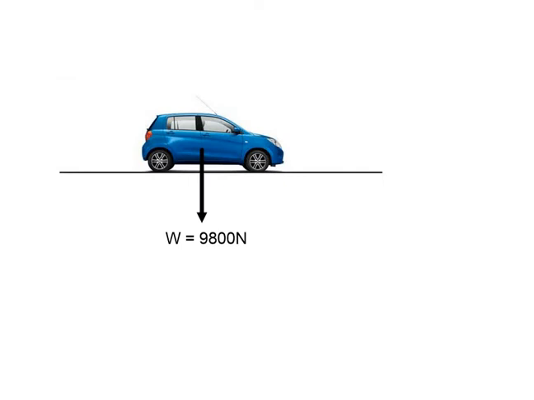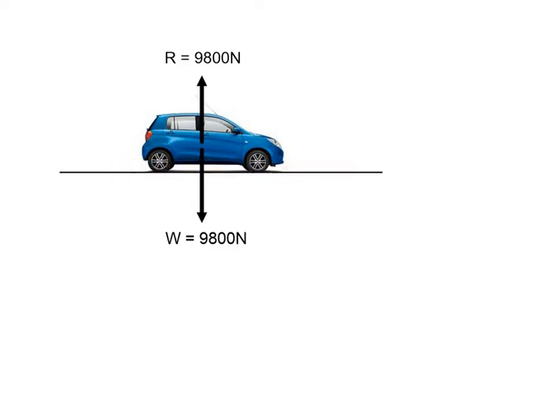So we have a car. Its weight is 9,800 newtons. Weight always acts vertically downwards on a diagram. Now the road here is pushing back up on the car, so the normal reaction force is exactly the same in magnitude but in the opposite direction, and it's always perpendicular to the road, to a surface.